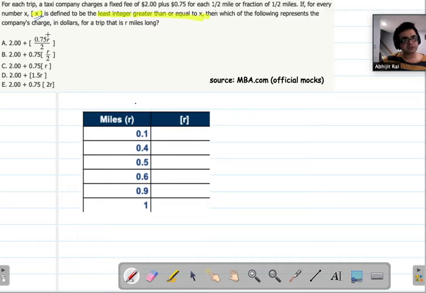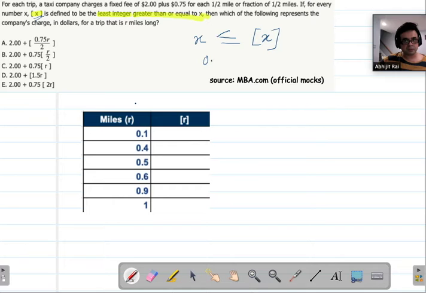This is how greatest integer function is also usually notated. But in GMAT, you will always find the definition to be clearly given, so there will not ever be any confusion. So here it says the least integer greater than or equal to x. So the relationship I have is that the least integer function of x is always greater than or equal to x.